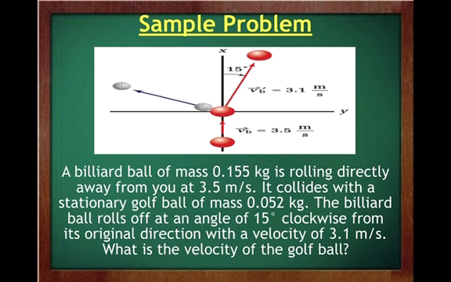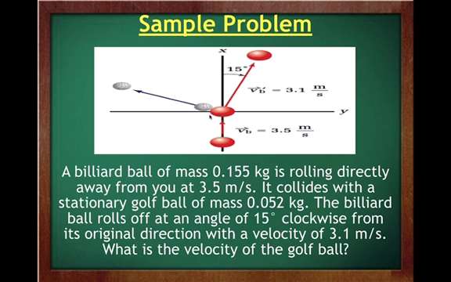All right, so what we've got in this first one for a sample problem is a billiard ball. So we're playing pool here, and it has a mass of 0.155 kilograms, and it's rolling directly away from you at 3.5 meters per second. So we're considering us here, in terms of frame of reference, and the billiard ball is moving directly away from us, okay?